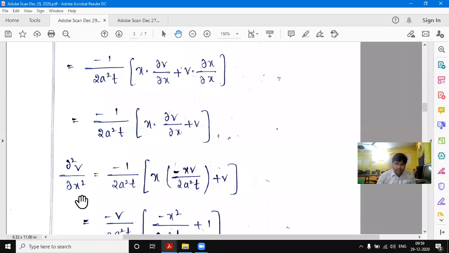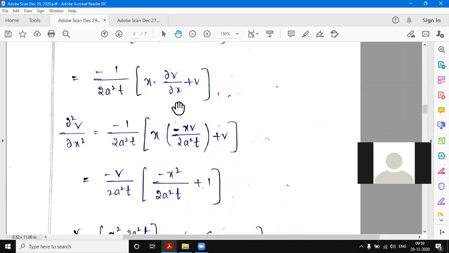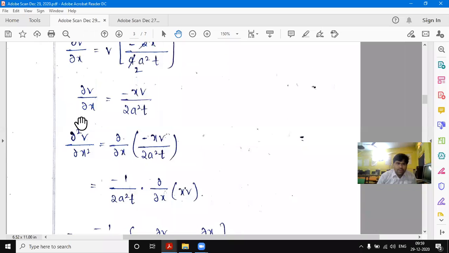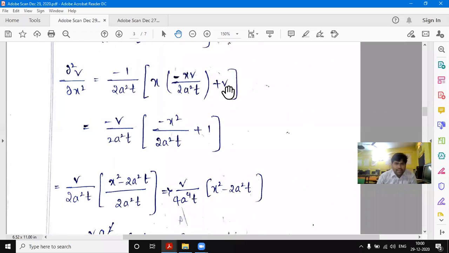Dou square v by dou x square is equal to dou square v by dou x square minus 1 by 2a square into t into here x dou v by dou x. What we got, dou v by dou x is equal to minus xv by 2a square t. So you have to substitute this value here in place of dou v by dou x, so that is minus xv by 2a square t plus v.